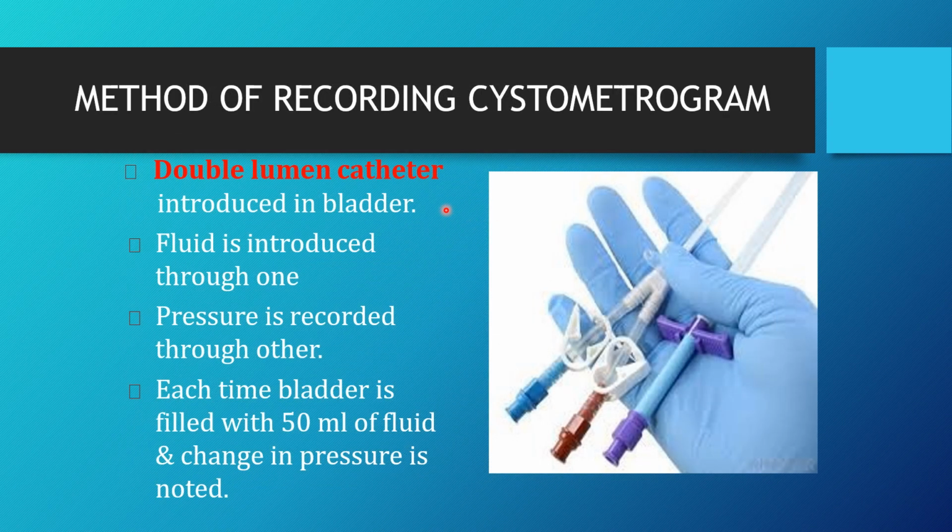The method of recording the cystometrogram is by introducing a double lumen catheter into the bladder, and fluid is introduced through one and pressure is recorded through the other. Each time the bladder is filled with 50 ml of fluid and the change in pressure is noted. That's how the pressure and volume changes are recorded using this double lumen catheter.